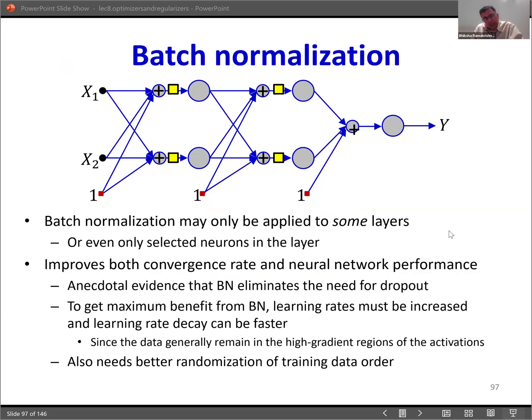And it's shown to improve both convergence rate and the generalization of the network. And as it turns out, batch normalization conflicts with dropout, which we will talk about next, and so that tends to be an issue. To get maximum benefit from batch normalization, learning rates must typically be increased, and the learning rate decay must be faster because you're going to get greater derivatives. And you also need better randomization of the training data order.